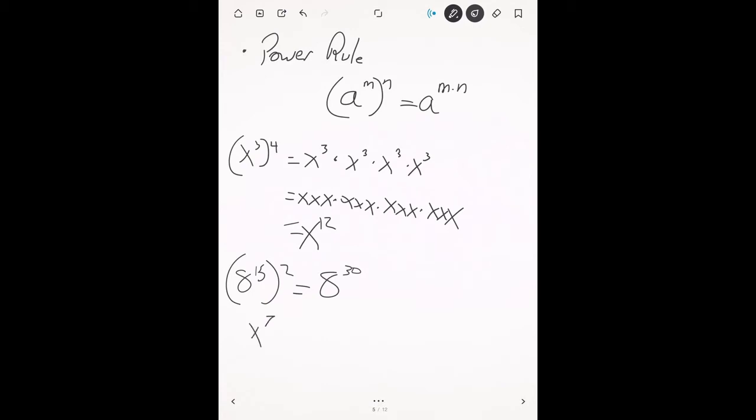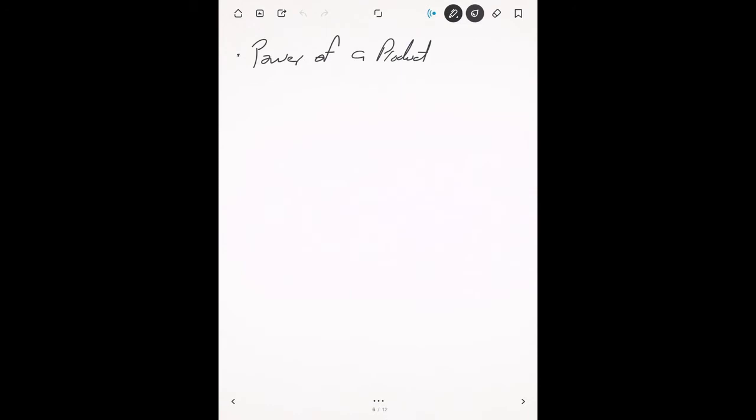Similarly, if I had x to the 7th to the 5th power, we'd say that's x to the 35th, because we're just going to multiply those exponents together. These are essentially the 3 main initial rules: the multiplication and division of like bases and the power rule. What we're going to do next is we want to take a look at the power of a product and the power of a quotient.